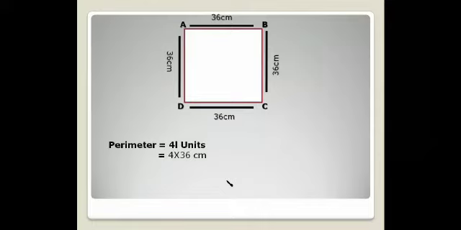So 4 6s are 24. You will carry 2 in 3 place. So 4 3s are 12. 12 plus 2 is 14. So 4 into 36 is 144 centimeters.